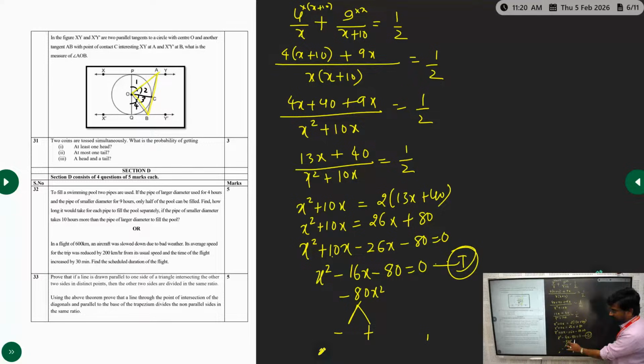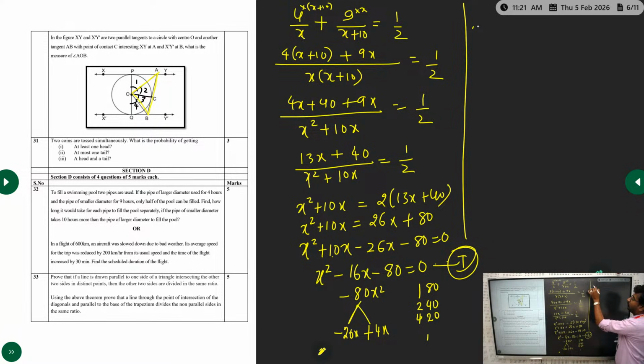Now, if you know the 1 to 10 table, it is more than enough. 1 into 80, 2 into 40, 4 into 20. Okay, but see the subtraction. 20 minus 4 is what? 16. 4 minus 20 is what? Minus 16. Correct or no? So if I write minus 20x plus 4x, do the subtraction. What will you get? Minus 20 plus 4, minus 16.